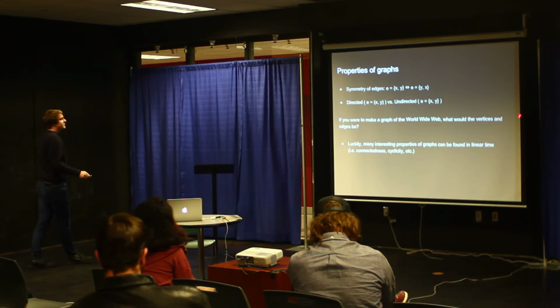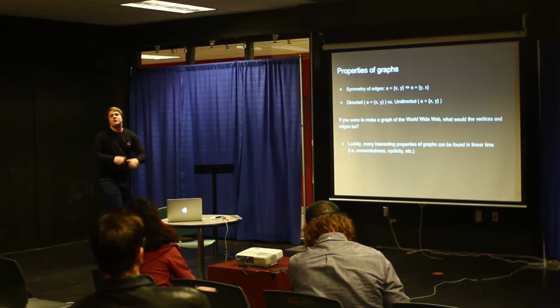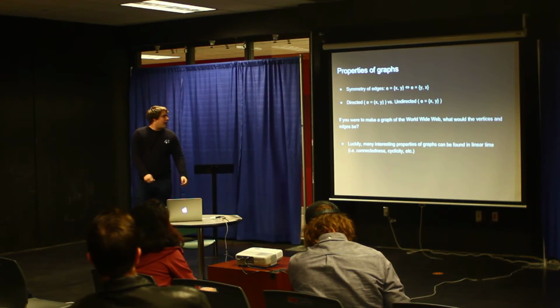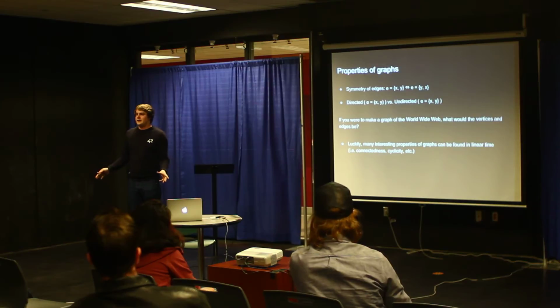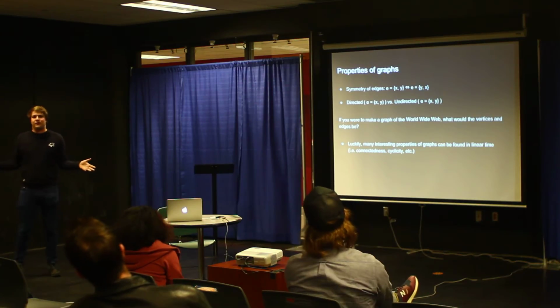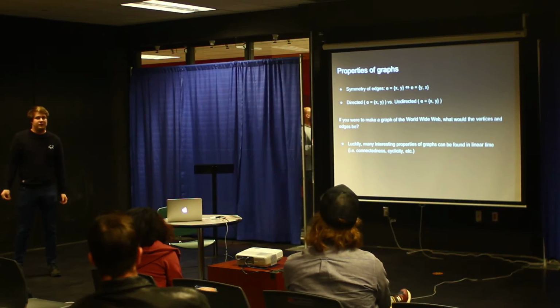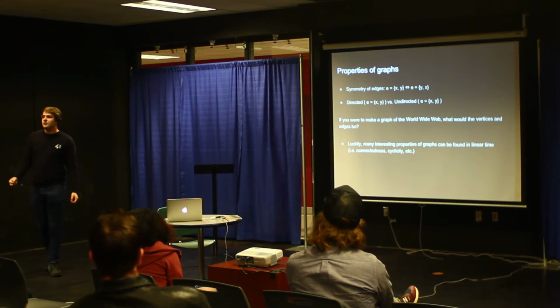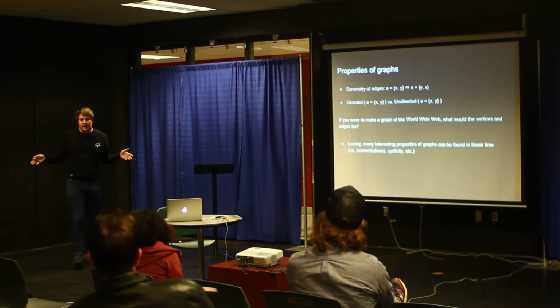What's awesome is even though this graph would be huge, monumental in scale, a lot of the properties can be found in linear time. So if there's a couple billion, maybe a trillion nodes in the World Wide Web, a trillion websites, we could still get through all of them in a somewhat reasonable time.